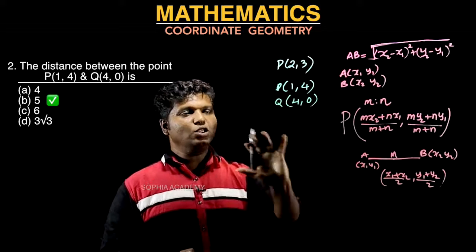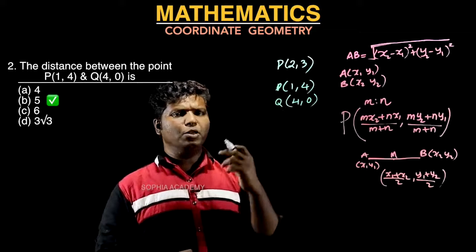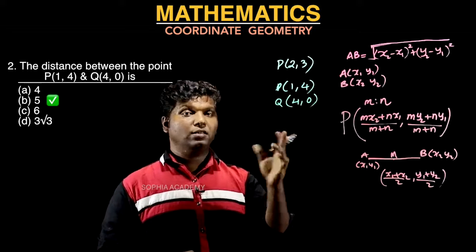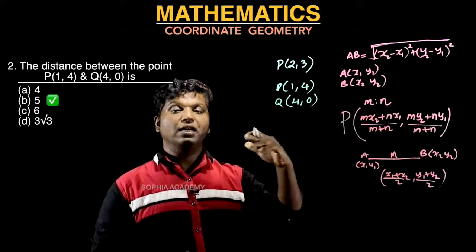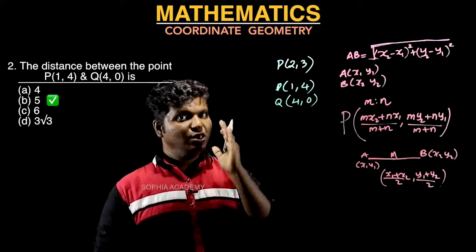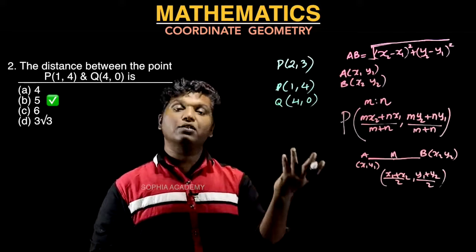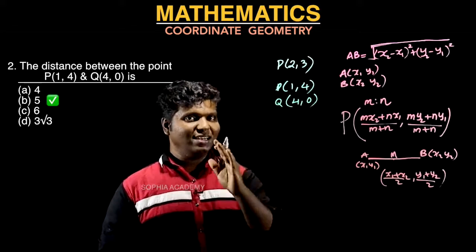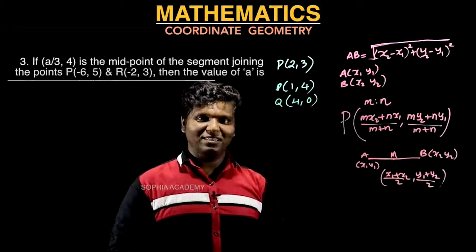So actually there is no need to write anything. If you know the formula and you are just imagining it in your mind, taking the difference between 1 minus 4, it is minus 3. Square of minus 3, 9. 4 minus 0, it is 4. Square of 4, 16. 9 plus 16, 25. Root of 25, because we want the root, right? Root of 25, it's 5. So here in the options, you can see the second option is the right answer. Answer is 5. So let's go to the next question.